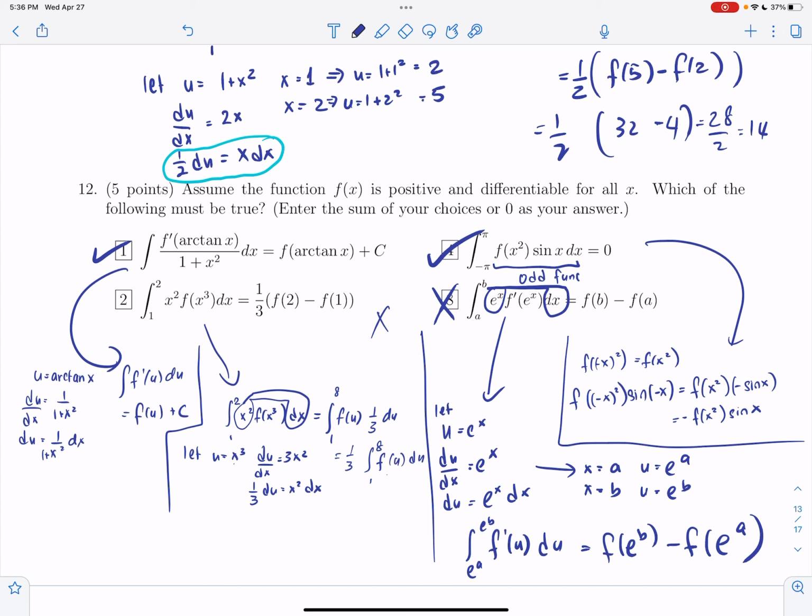Okay, what did we use in this problem? We used u substitution and the fundamental theorem of calculus, net change theorem one.